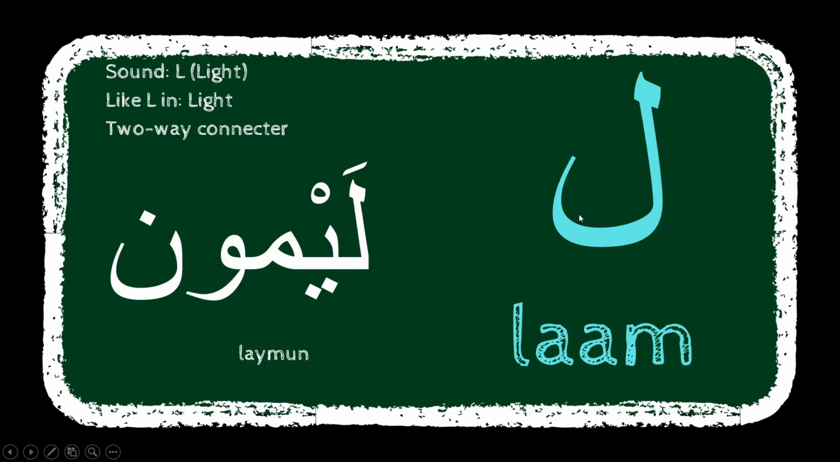The next letter is lam, and it's a light letter. It's very similar to the L in the word lemon or light, and it's pronounced la. And it's laymoon. This word is laymoon, which means lemon. Okay, so laymoon.